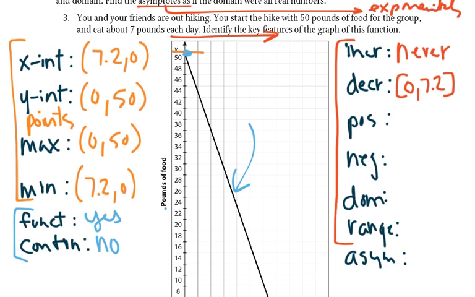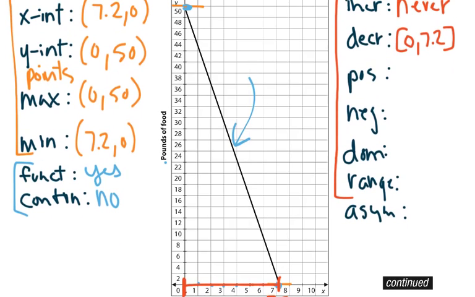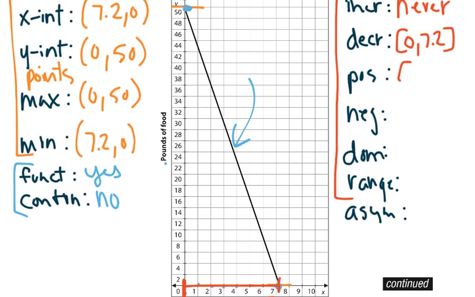Interval notation deals with the lowest to the highest, usually x's, except in the case of range, then it's y's. So is it positive? Yeah, where's it positive? Well, from 0 to 7.2. It's above the x-axis. It's never below the x-axis. Our domain goes from 0 to 7.2.